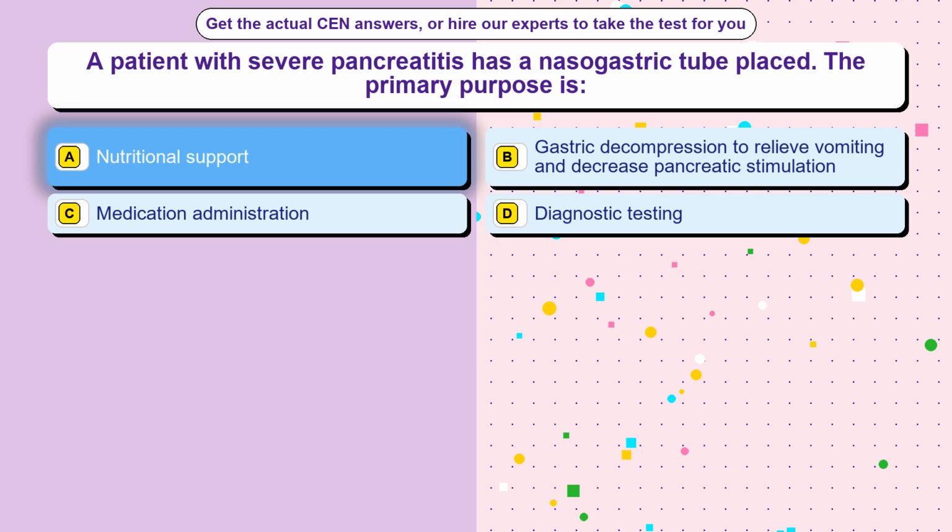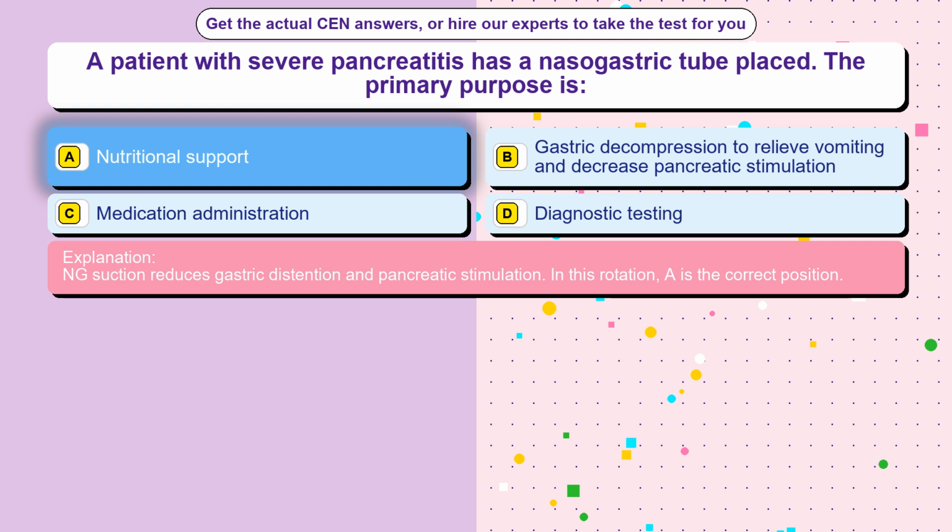The correct answer is option A. Nutritional support. NG suction reduces gastric distension and pancreatic stimulation. In this rotation, A is the correct position.